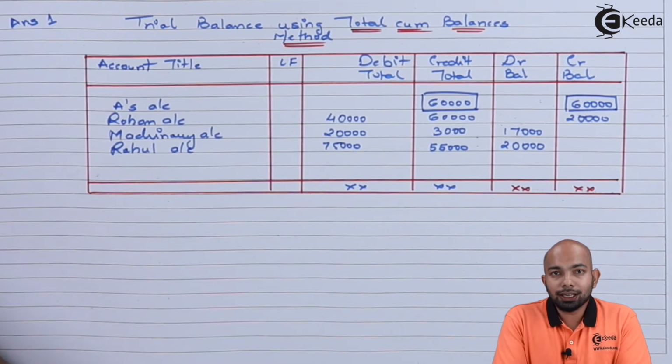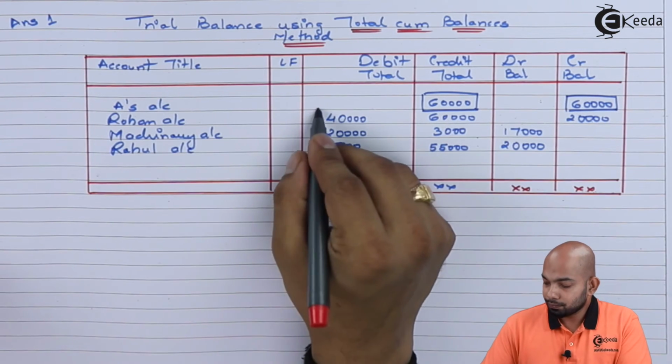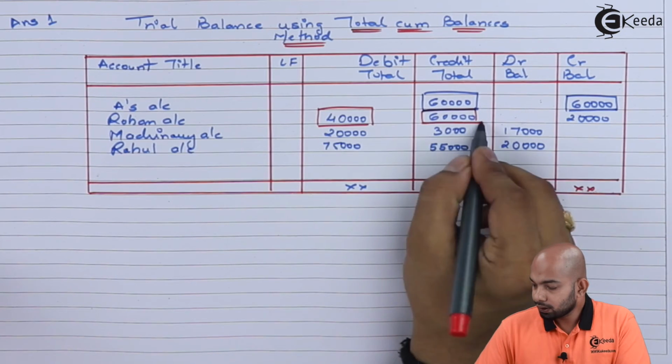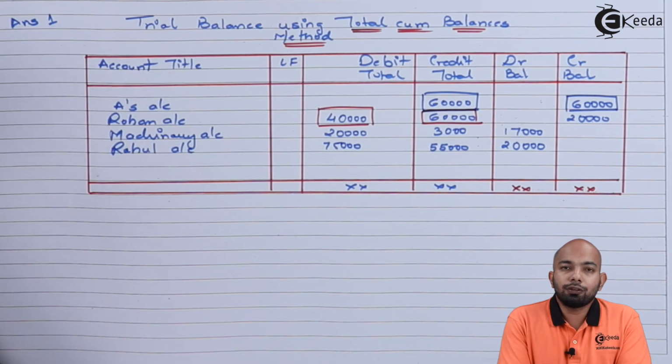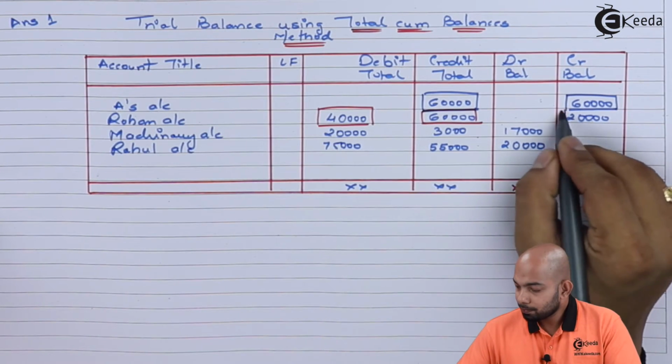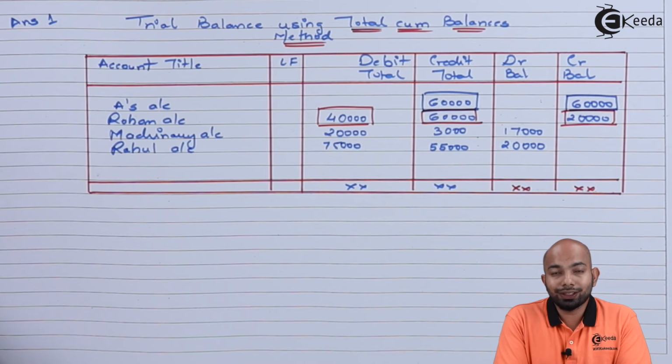Similarly, if you see, Rohan's account had a balance of 40,000 under the debit side and 60,000 under the credit side. We have already mentioned that here. The difference between them, that means the debit side being only 40,000 and the credit side being 60,000, a positive difference of 20,000 has been mentioned on the credit side here. This 20,000 will be the balance that has been carried forward or brought down in the next financial year, and that's the reason it has been mentioned on the credit side as per the question's requirement.